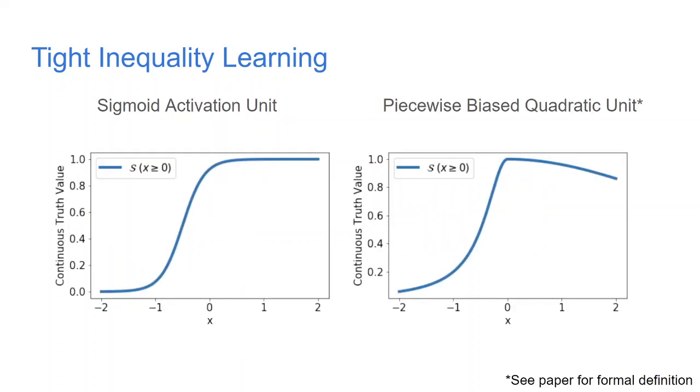To learn tight inequality constraints, we replace the sigmoid activation with a new activation function, the piecewise biased quadratic unit, or PBQU. The PBQU is shaped to output the highest possible value when it fits an inequality constraint as tightly as possible. This means that it naturally converges to the tightest possible constraint during training. We discussed the construction of PBQU in more detail in our paper.